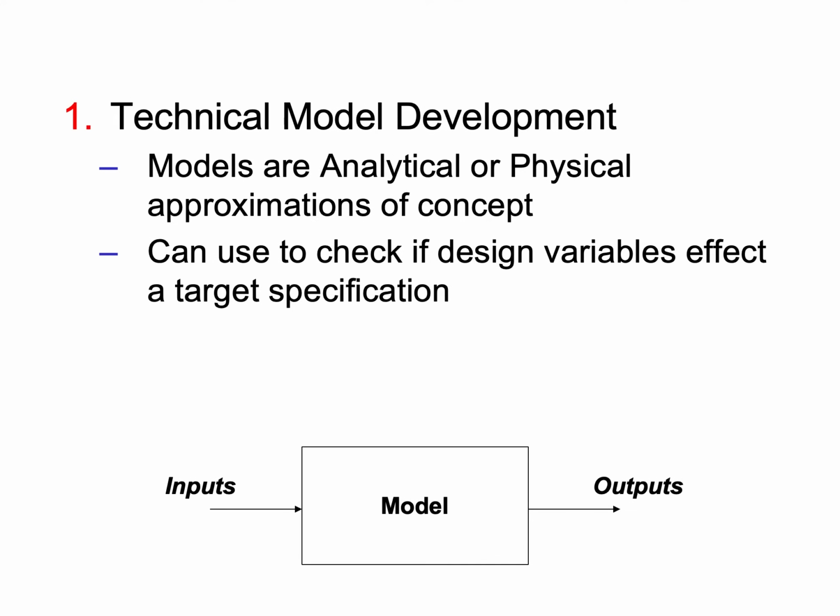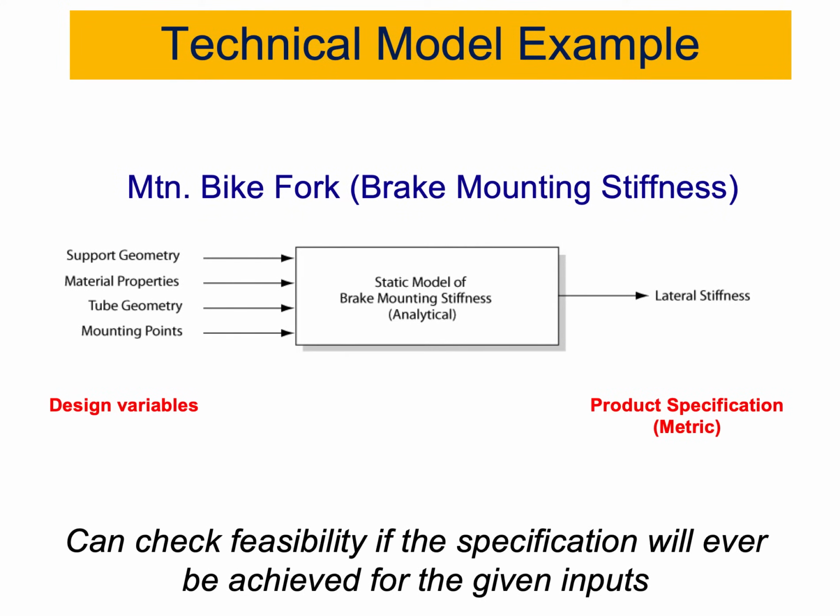So what you need to do actually is something like this. First, we will go back to our example, the mountain bike, and this is a schematic of how a model will look like. So let's say I'm interested in identifying the final value of the lateral stiffness. Now, in order to calculate stiffness, I need the geometry, I need the material property that I'm using, the geometry of the tube and the support, and also the mounting points. How is the suspension system set up? So this is a model.